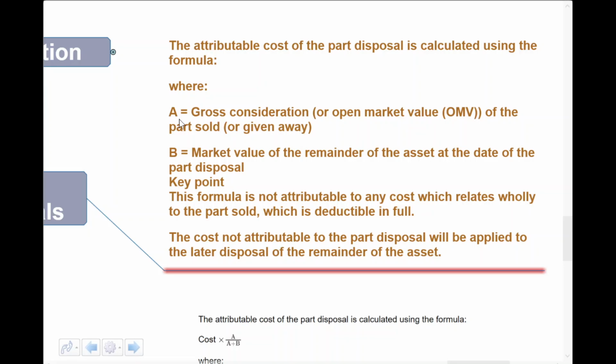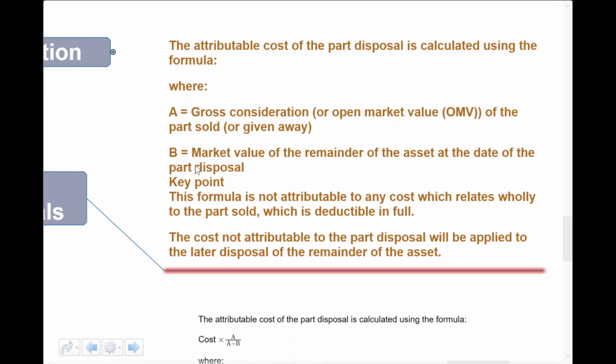First off, where A, yeah, is gross consideration. I'll come to the fraction, you'll see it at the bottom there. I'll make it a little bit bigger in a moment. So I've got, number 1, I've got A, gross consideration, yeah, of the part sold. So for example, 20 acres, okay? B, the market value of the remainder of the asset at the date of disposal, okay?